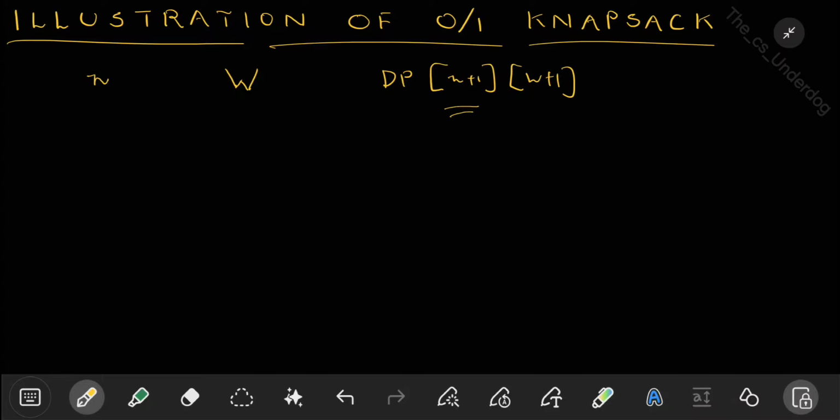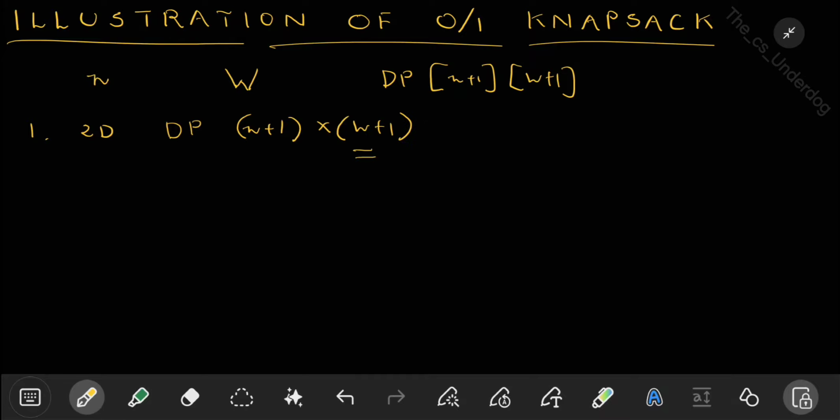Why is it n plus 1 and W plus 1? Because we know the first row and first column will be 0. So let us see in this algorithm where it is happening. The first step is to create this dynamic programming table, a two-dimensional DP table of size n plus 1 cross W plus 1.